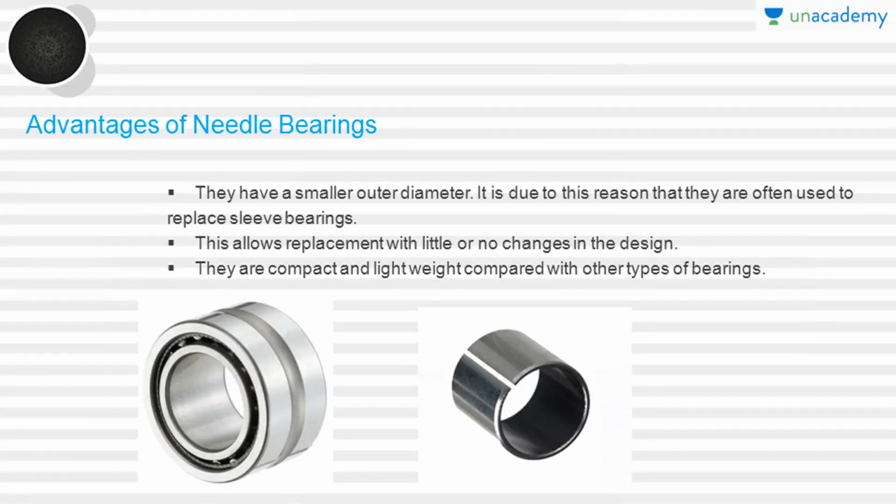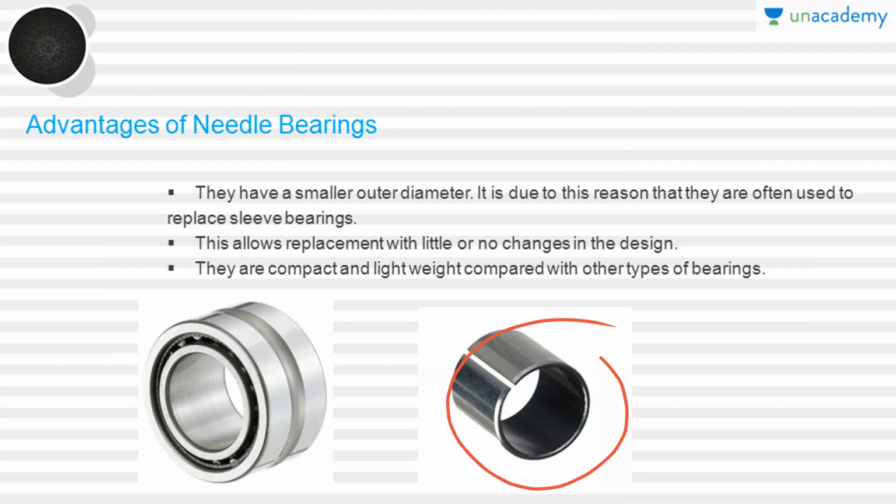The advantages of needle bearings. They have a smaller outer diameter. It is due to the reason that they are often used to replace sleeve bearings. So these needle bearings can be replaced with the sleeve bearings as shown in the figure. That's why they have the smaller outer diameter. Fixing the sleeve bearings over the needle bearings can be used for frictionless joining purposes. And this allows the replacement with little or no changes in the design.